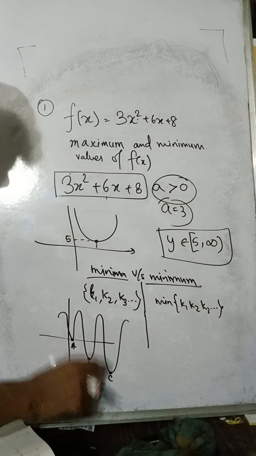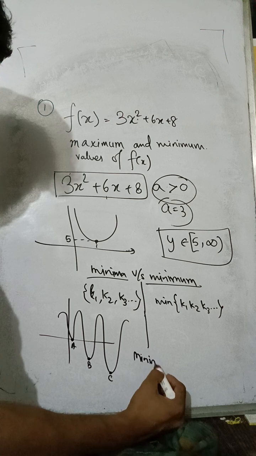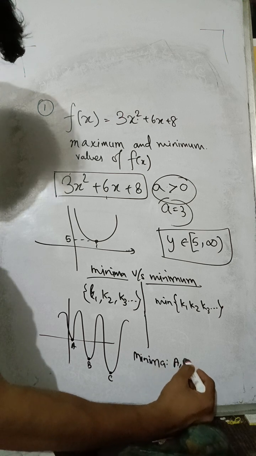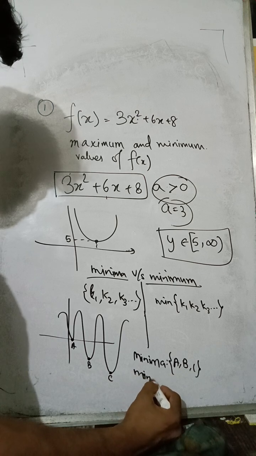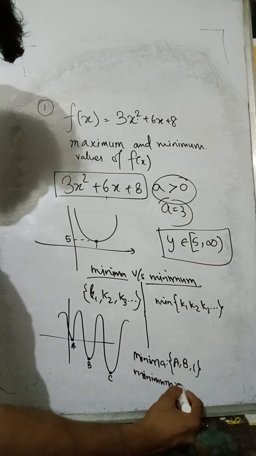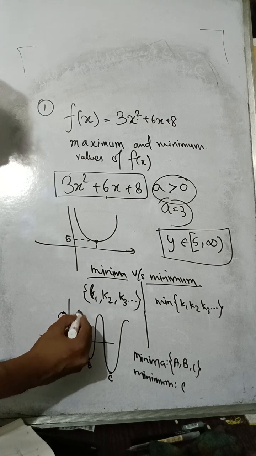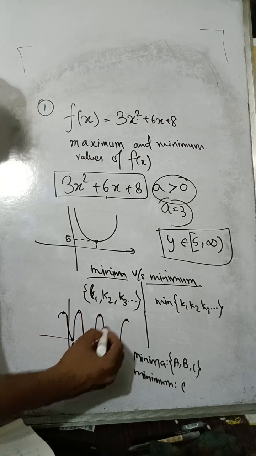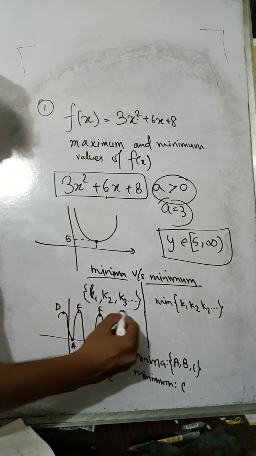Okay, but C is the minimum. Here minima is A, B, C. Right? But what is the minimum? Minimum is C. Because minimum means the least. Again, same about maxima. This is maxima, this is maximum, this is maximum, this is maximum. Out of these 4, suppose this is ABC, this is D, E, F, G.